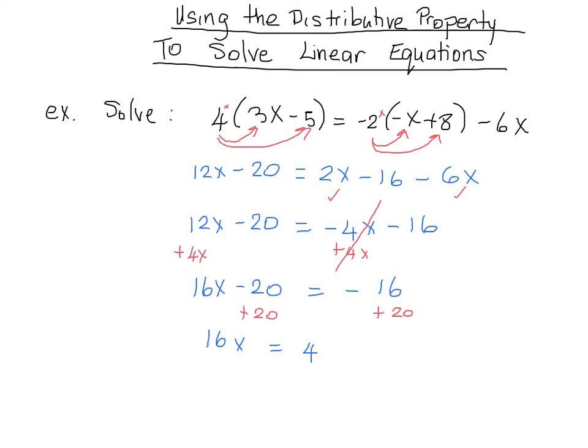Right now, we still have that 16 with our x. It's being multiplied by our x, but we don't want anything with our x. So since it's being multiplied, we have to divide it by 16 to get rid of it. But again, we have to do it to both sides. So we get that x is equal to 4 over 16. And if you want to simplify your answer, we have that x is 1/4.